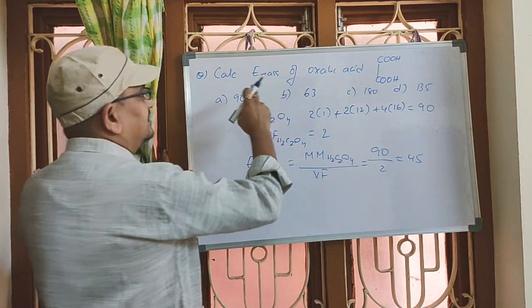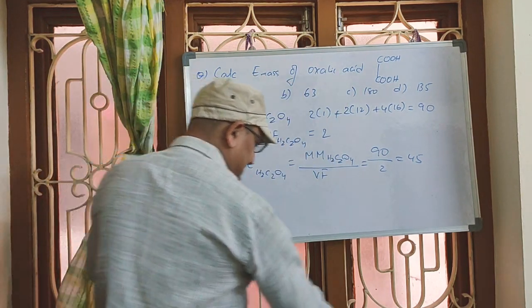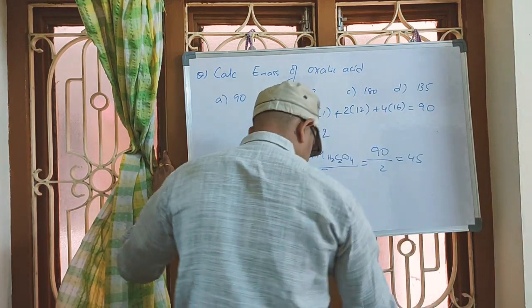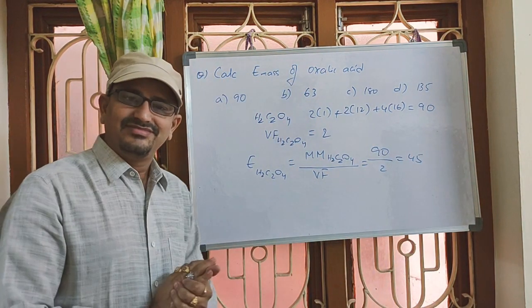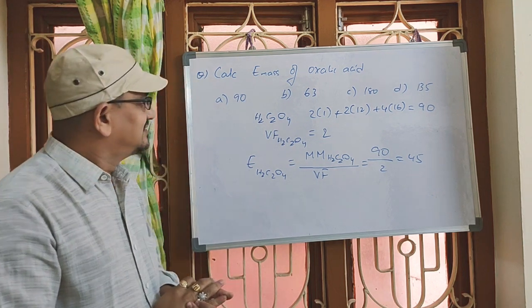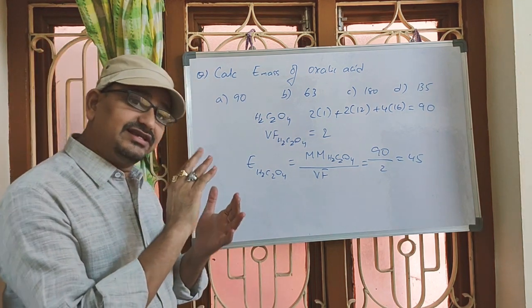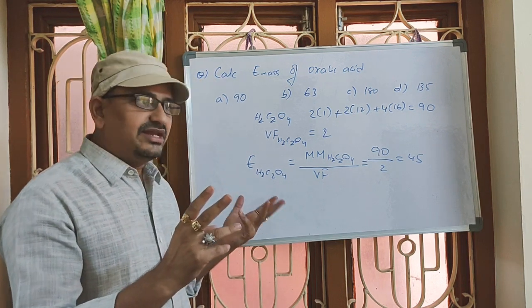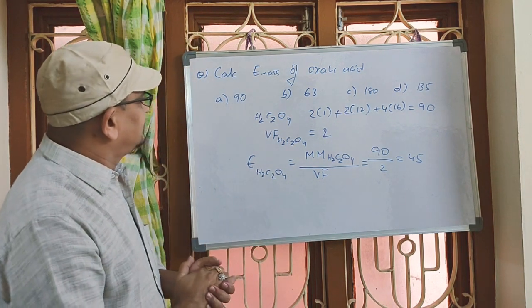Now the question is different. Equivalent mass of oxalic acid. They won't specify the formula this time. How to solve it? Oxalic acid valency factor is 2. Molar mass is 90. Then 90 by 2, 45 should be the value.